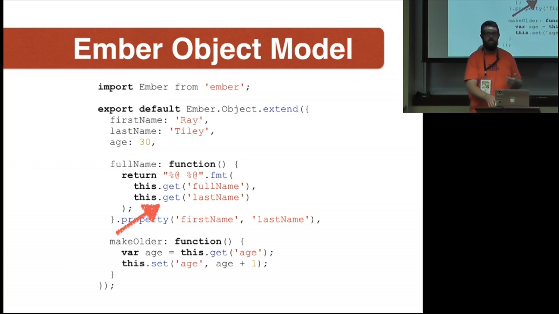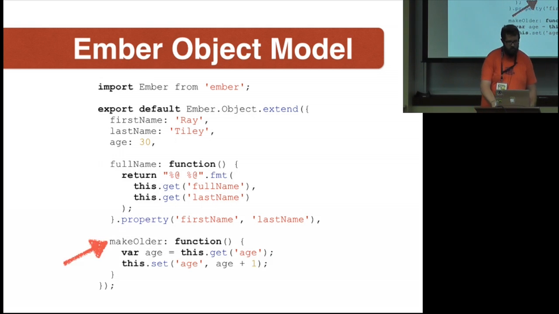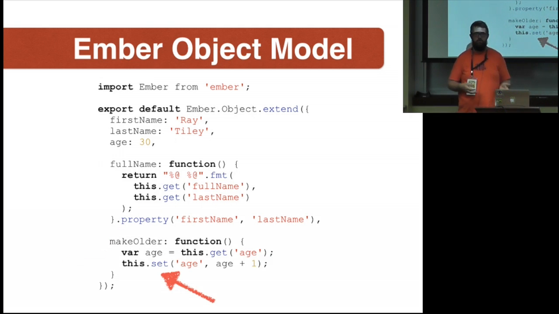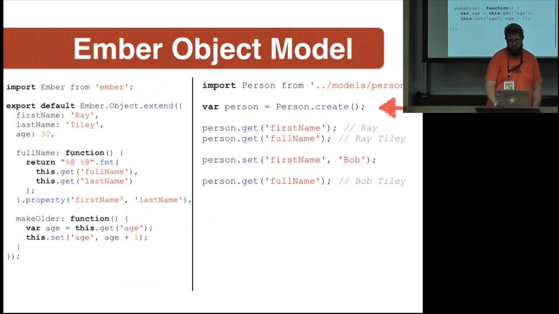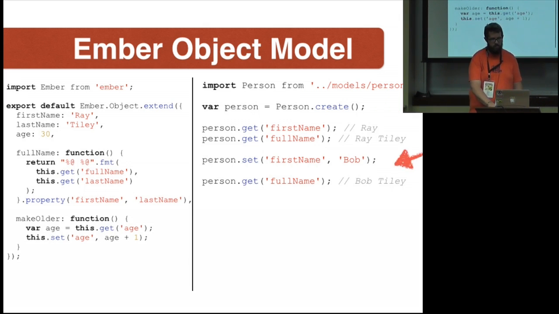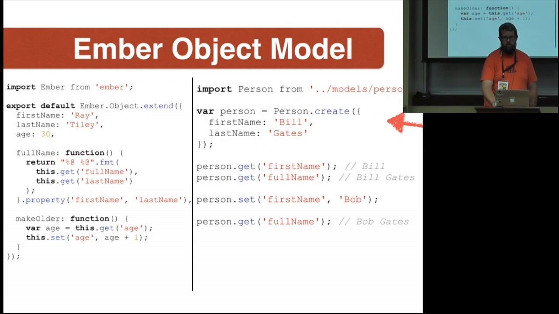So you can see, to get a property from an object, we call .get on it. There's also an Ember.get that you could use with POJOs if you wanted to. And then to set a property, we use this.set, or you could use Ember.set if you're working with POJOs. So this is what creating an object would look like. You can see here that I'm just getting some values. If I set it, the value of full name changes for me.